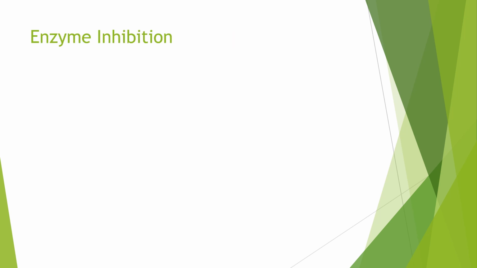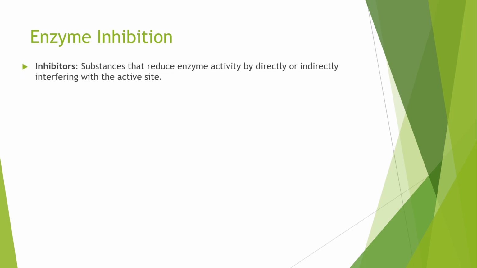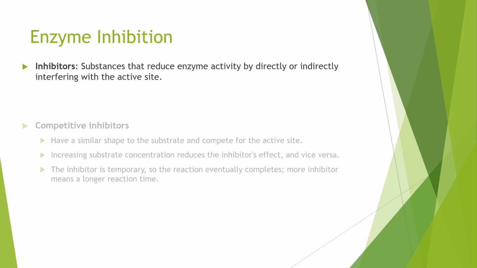Finally, we're going to discuss enzyme inhibition, which reduces enzyme activity. Enzyme inhibitors are substances that reduce enzyme activity by either directly or indirectly interfering with the enzyme's active site, which is where the substrate binds. There are two main types of inhibitors, competitive and non-competitive, and each affects enzyme activity in different ways.